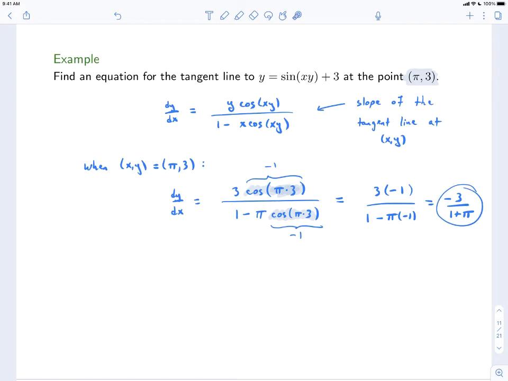So that means if we want to find the equation of the tangent line, and we do, then the equation is y minus the y value is equal to the slope times x minus the x value. And this is our equation for the tangent line in point-slope form.